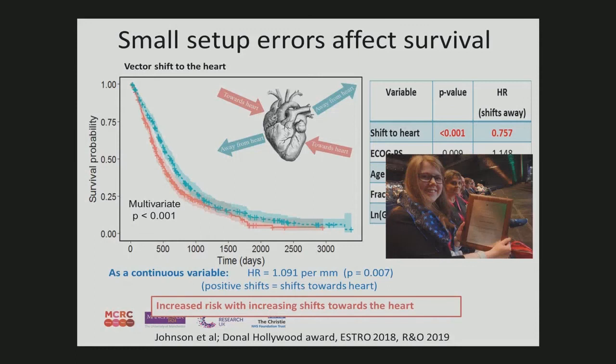And what she found very nicely is that actually patients where the dose distribution shifted towards the heart had a measurable worse outcome than where the dose distribution shifted away from the heart. So plus or minus a millimeter made a measurable difference in survival, which is really nice, and she won a nice award for that as best scoring abstract of 2,500 or so, which is not bad. Proud of her.